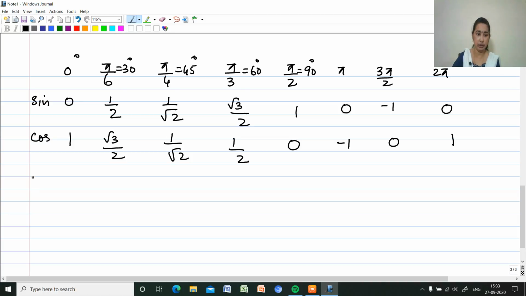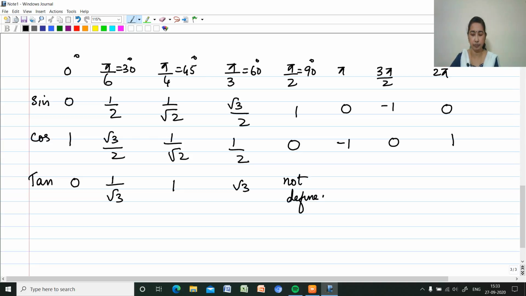Same way, what about tan? Tan means sin by cos, so 0 by 1 is 0. Then 1 by 2 divided by root 3 by 2 is 1 by root 3. 1 by root 2 by 1 by root 2 is 1. Root 3 by 2 by 1 by 2 is root 3. And 1 by 0 is not defined. Then 0 by minus 1 is 0, minus 1 by 0 is also not defined.